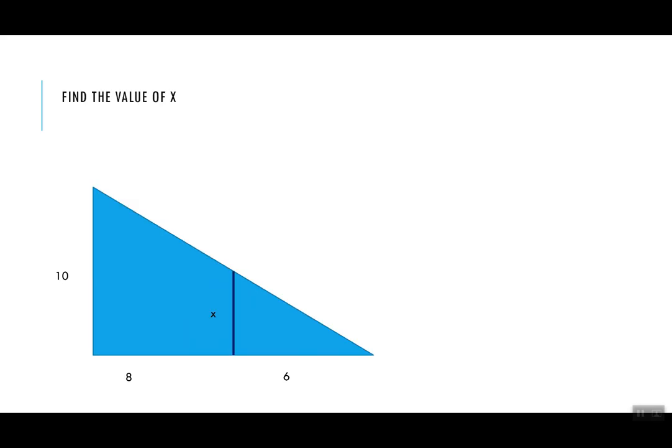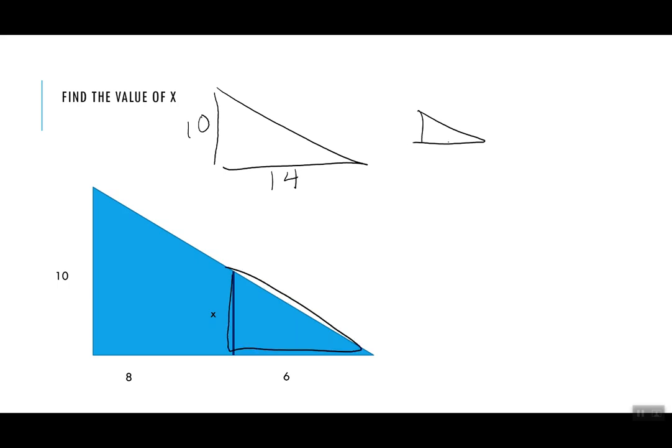In this one, it appears that I only have one triangle. I have this big triangle that has 10, 8, 6, but then there's an X inside. So what I want you to see is this as two triangles. I have a big triangle with a height of 10. The 8 and 6 together becomes 14. And then I have a small triangle that I'm pulling from inside. Here the base is 6 and the height is X.